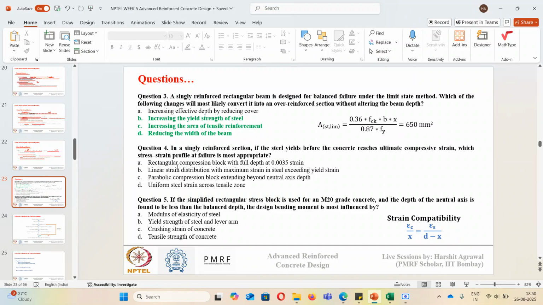Question number 4. In a singly reinforced section, if the steel yields before concrete reaches the ultimate compression, which stress strain profile at failure is more appropriate?